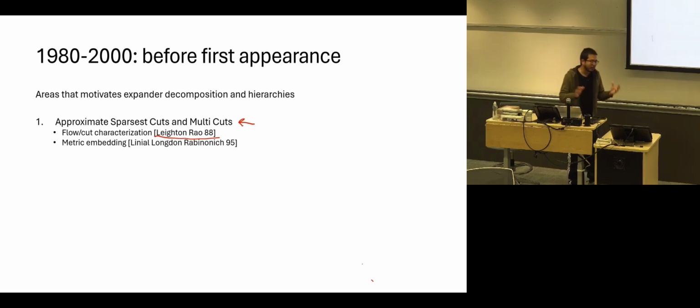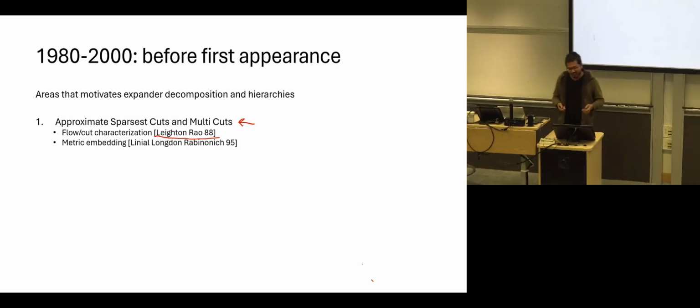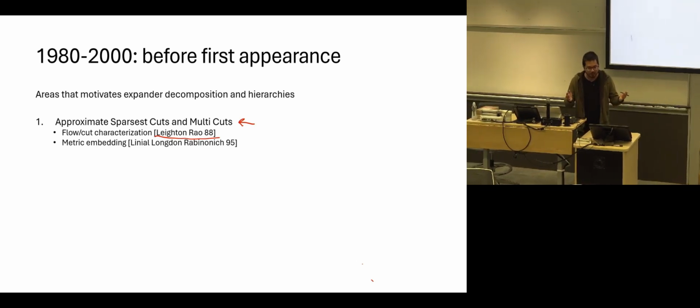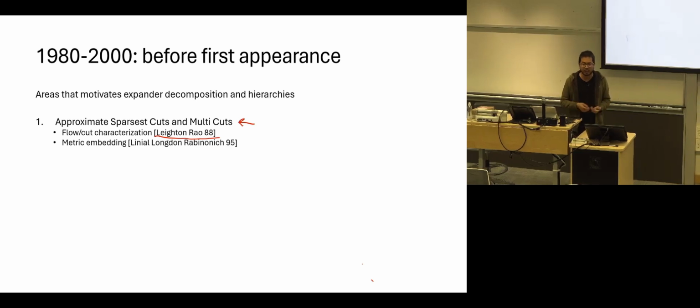But basically, once people defined the sparse cut, it leads you to expander decomposition in a quite natural way. Just keep finding sparse cuts until you cannot find any. Just cut along the sparse cut, and then you get expander decomposition.